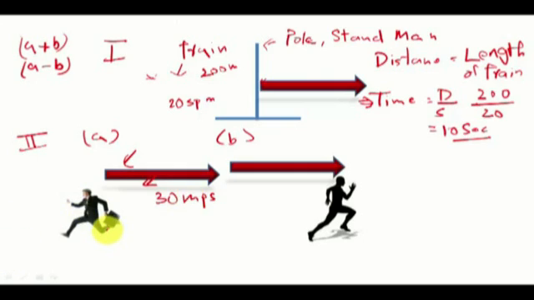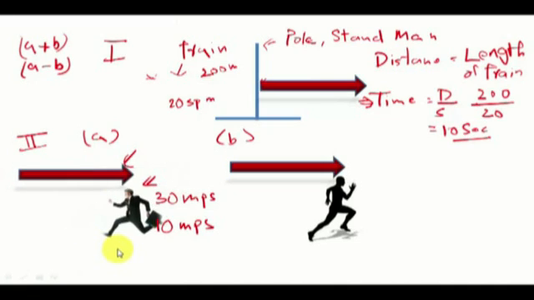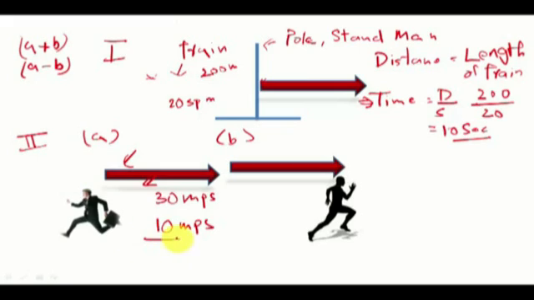What is the speed of man? Let's take speed of man is 10 meter per second. What is relative speed? As these objects are moving in opposite direction, therefore the relative speed is a plus b. That means 30 plus 10 is 40 meter per second is the relative speed. What is the distance? So here the distance is equal to length of the train. Let's take that length of the train is 200 meter as we took in the previous example.